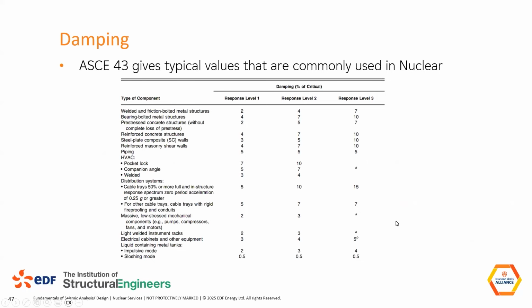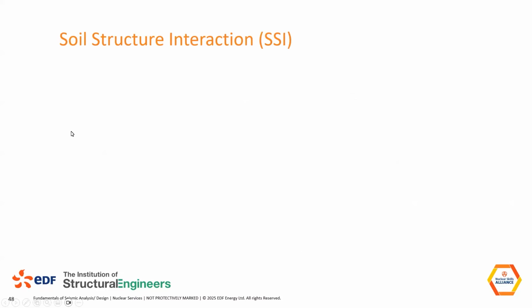And here are some typical values. I've taken it from ASCE 3, which is the American code for civil engineering of nuclear structures, just because that's what I'm familiar with. But you can see some typical damping levels, again, defined as percentage of critical. So that was topic 1.